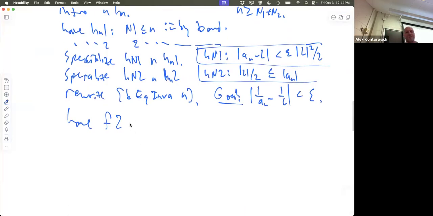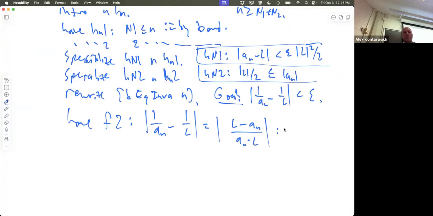Anyway, whatever. I'll call it F2, which is that the absolute value of 1 over an minus 1 over L is equal to what? If I cross multiply, it's L minus an over an times L. And try not to do too much at once. So why should it know this? It should know this by field simp. It might need a ring afterwards or a bound afterwards. It should just be a matter of field simplification.